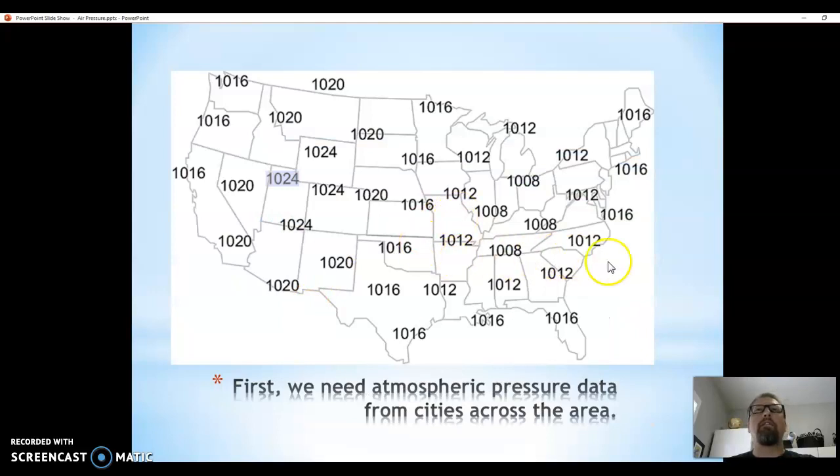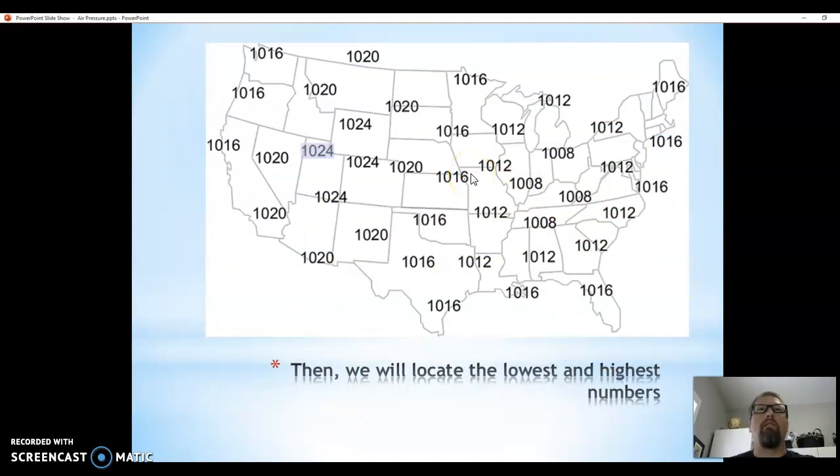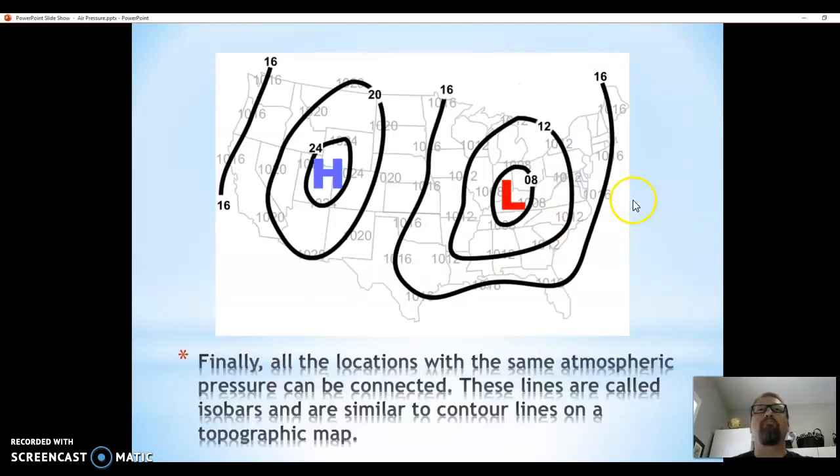Okay, so coming back to this map that we looked at before, we've got a map where we can connect all of these numbers. So again, we can make these isobars by connecting all of the numbers that are the same, and you'll see that this would make a circle around 1024. That is the center of the high, right? That's the highest number on the map, 1024. There's no number higher than that. So that's the center of the high. The lowest number is a 1008, so that would be our low, and you can see that we would have a circle around the low as well.